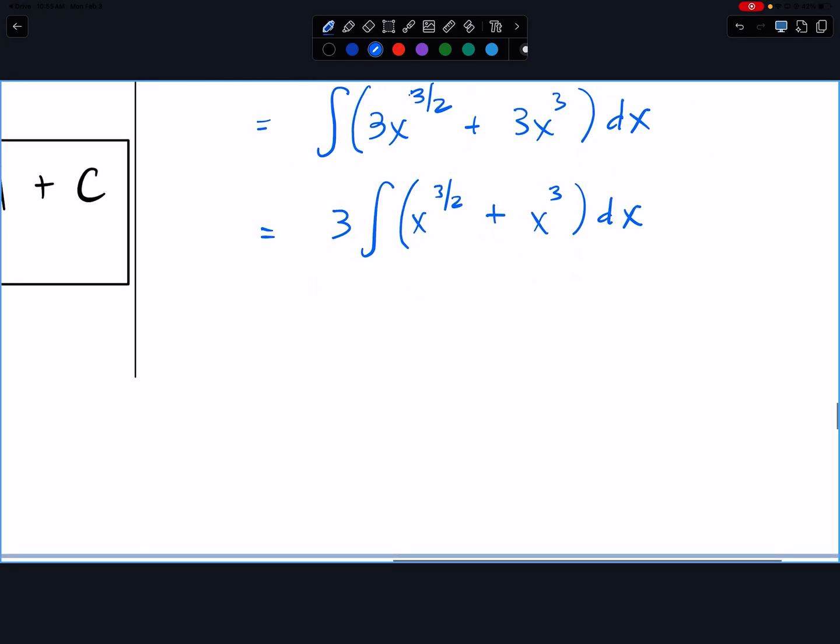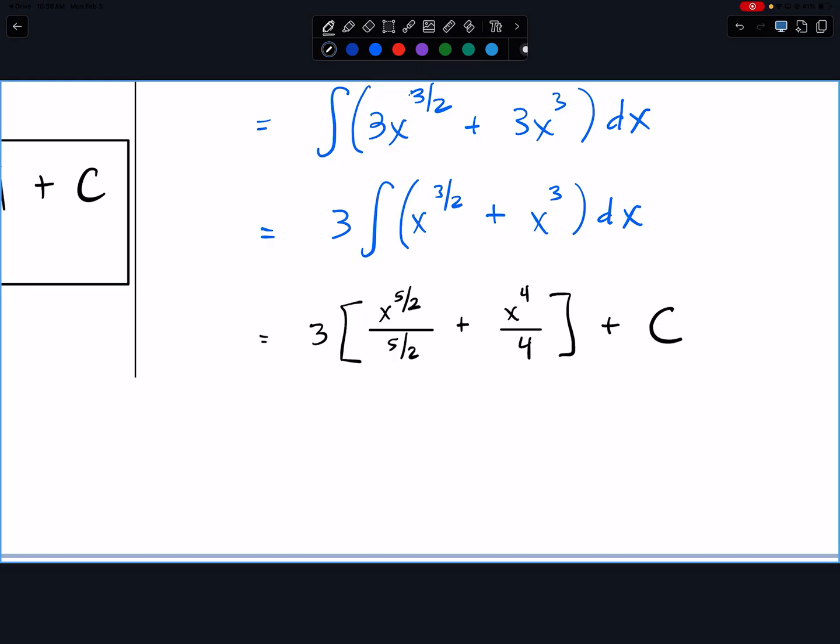Okay. You guys good so far? All right. Now this next part is not that bad. Leave it like this. Don't feel like you guys have to rewrite it in a radical. And I'd actually prefer you guys to leave it as a fraction, because if you make a mistake, you're going to lose points on the AP test. So this is going to be 3 times the antiderivative. So add 1 to the power. What's that plus 1? 5 over 2, divided by 5 over 2, plus what? x to the 4th over 4, plus c.